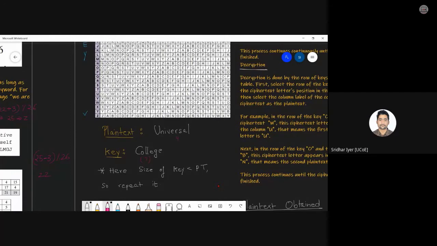And this is of size 9, I guess. Fine. So you have to repeat the last 2 characters. So I will be repeating this one, C and O. Fine. Is it clear?